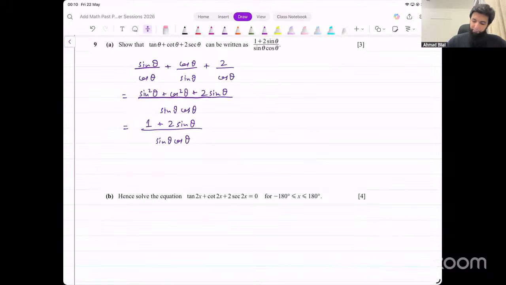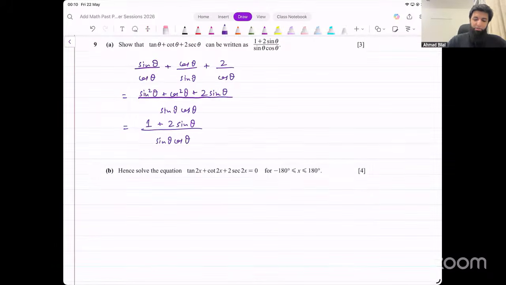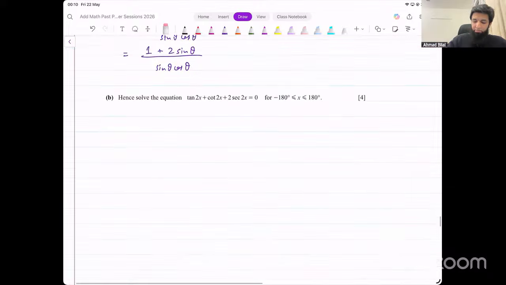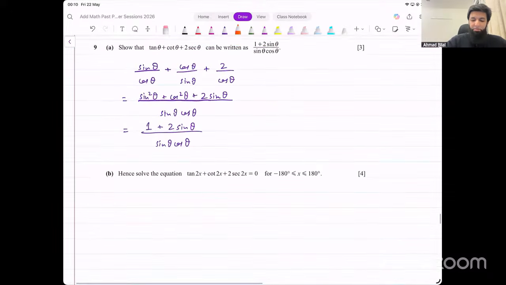That was part A. Now they're saying in part B, hence solve this equation for x between negative 180 and positive 180. Now, hence means we have to use the previous part. How is the previous part relevant to this? In place of theta, we just have 2x here, right? That's all that has changed. In place of theta, we've got 2x. That's the only thing that has changed.